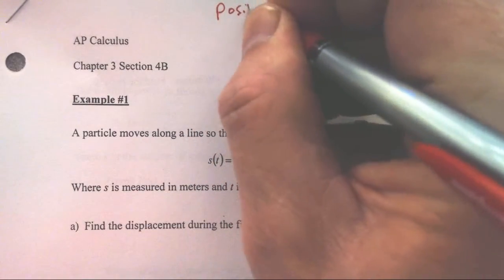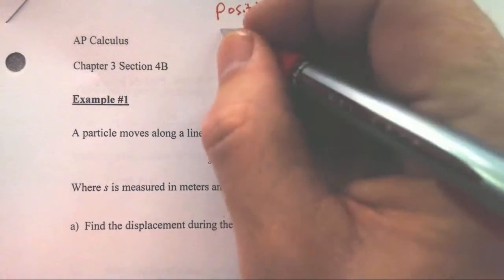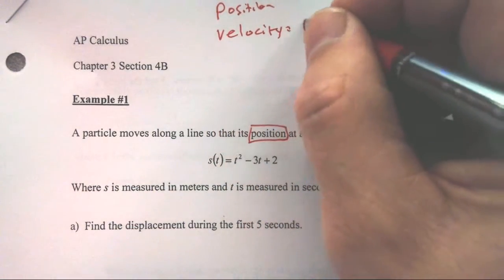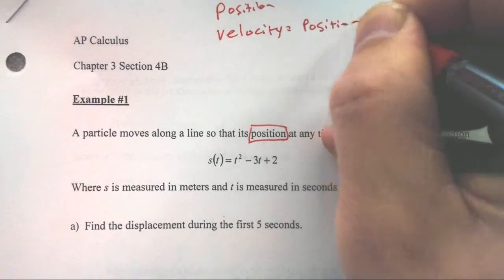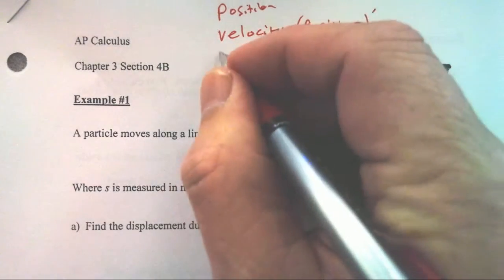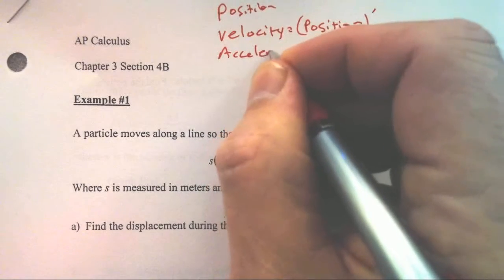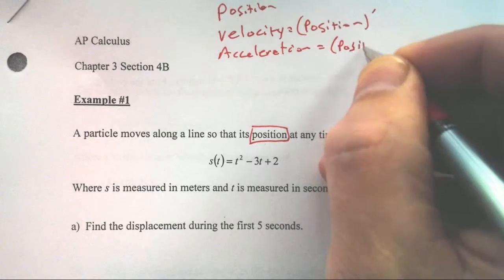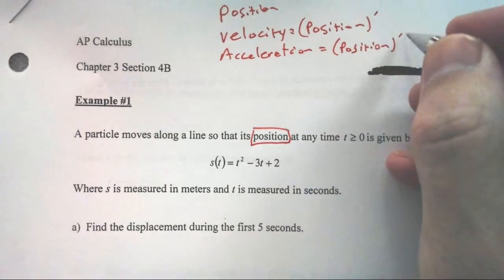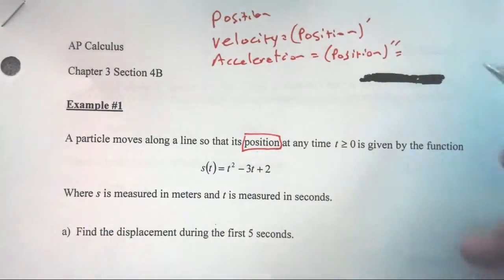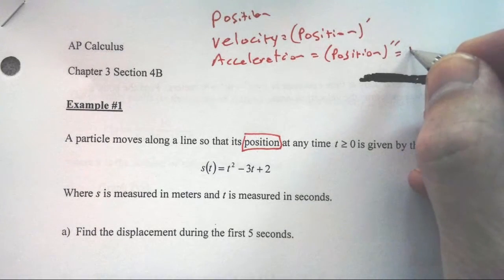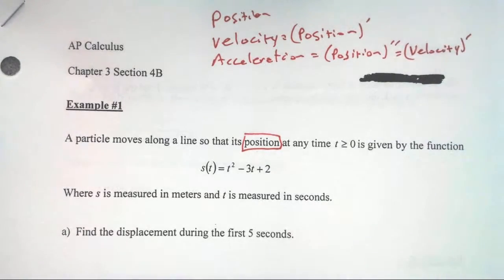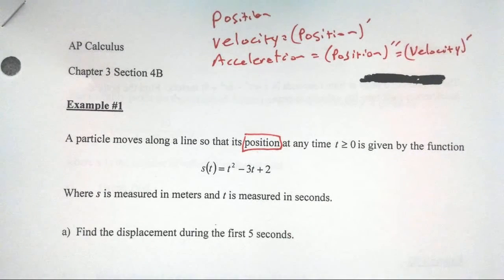We have words like position, velocity, which is the first derivative of position, and we have acceleration, which is the second derivative of position, or the first derivative of velocity. So we really have to be attuned to that.